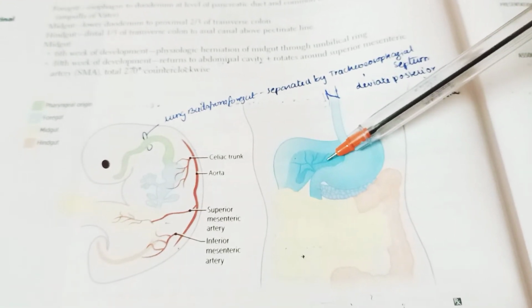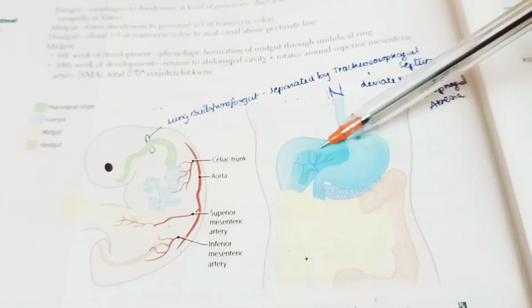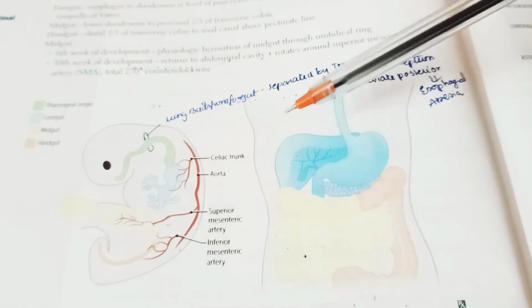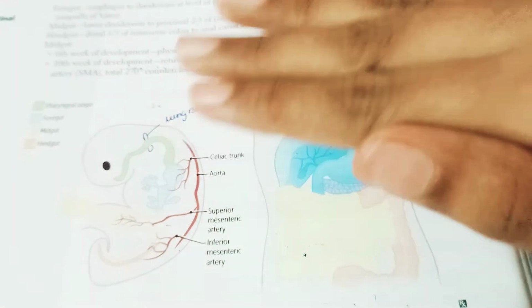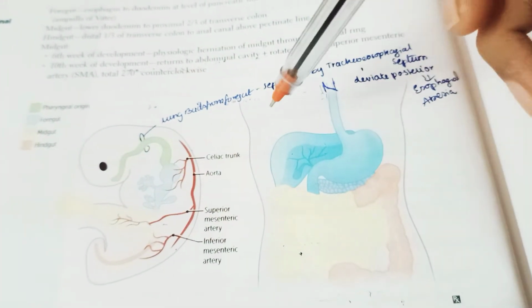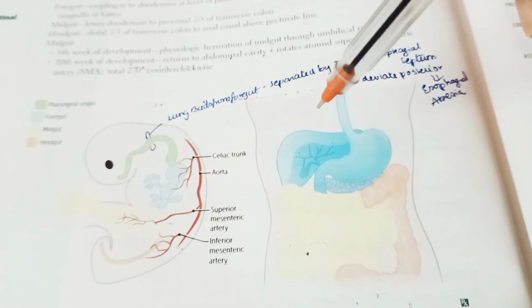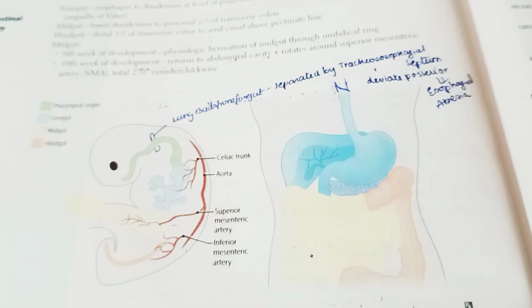And also the falciform ligament will arise from the ventral mesentery. Falciform ligament is a ligament which is coming from the liver to the anterior abdominal wall. For example, this is the anterior abdominal wall, and from the liver to the anterior abdominal wall there is a falciform ligament.